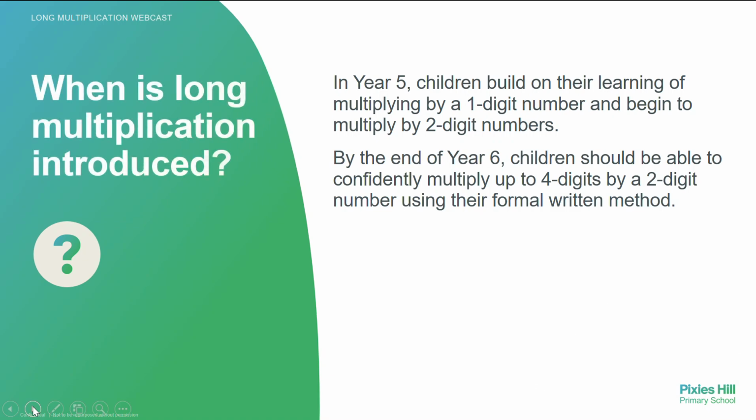So when is long multiplication introduced? In Year 5, children build on their learning of multiplying by a one-digit number and begin to multiply by two-digit numbers. By the end of Year 6, children should be able to confidently multiply up to 4 digits by a two-digit number using their formal written method.